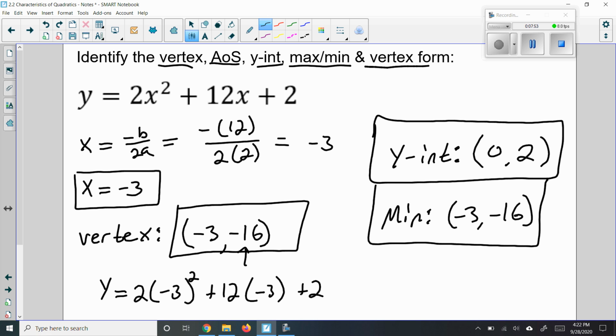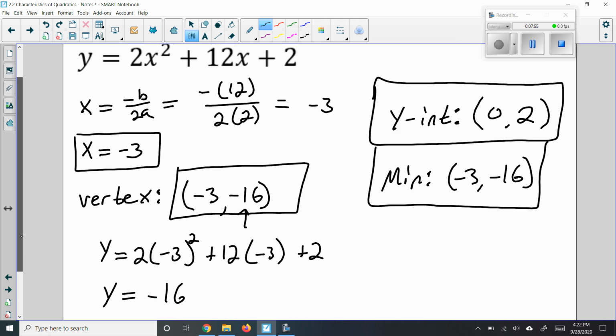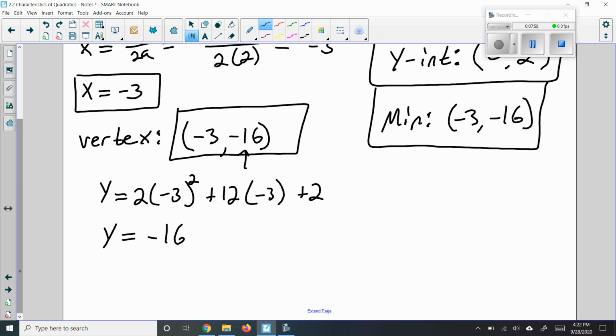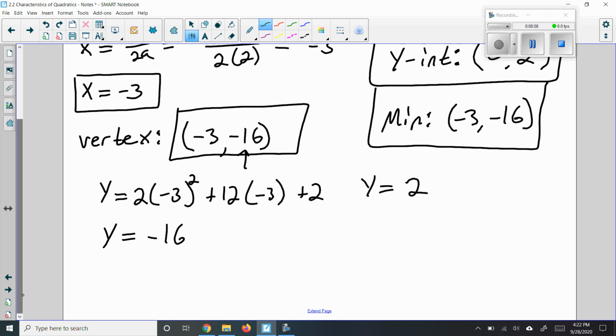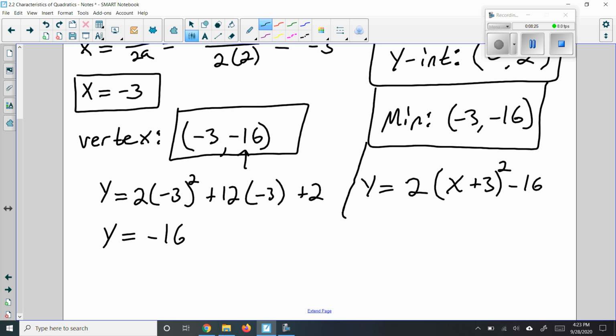And lastly, let's put it in vertex form. So vertex form is y equals a, which is 2 for our quadratic, times x. Well, this one went left 3, which means this is going to be plus 3. This went down 16, so we're going to have minus 16 on the outside. So that is the vertex form.